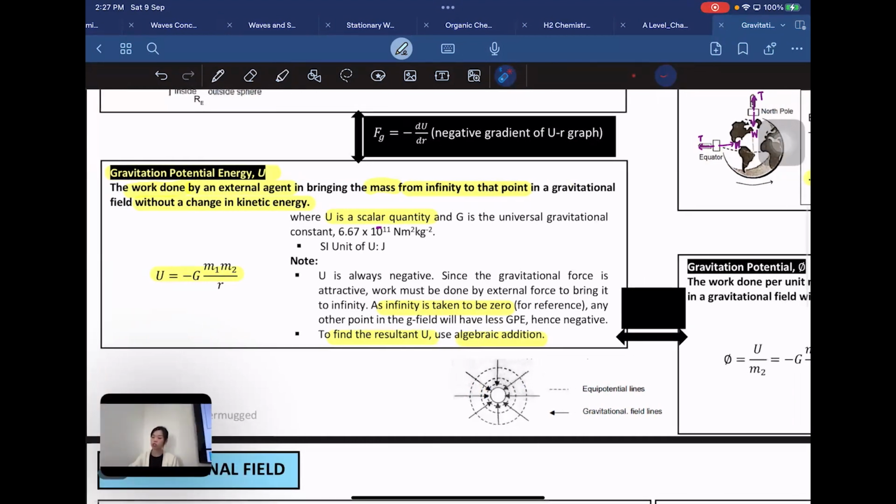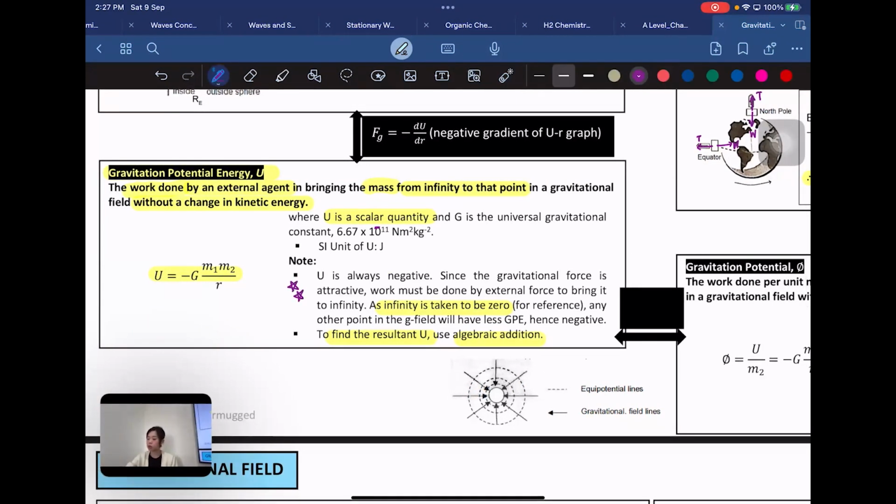So for gravitational potential energy, they will always ask you this question. Explain why GPE is taken to be 0 at infinity, or why is it always negative. You explain by saying that because GPE is work done by an external force. The external force is working in the direction opposite to that of my displacement or my gravitational force. Hence, my U is always negative. Okay? So U is always negative because gravitational force is always attractive. So work is done by the external agent in the opposite direction.